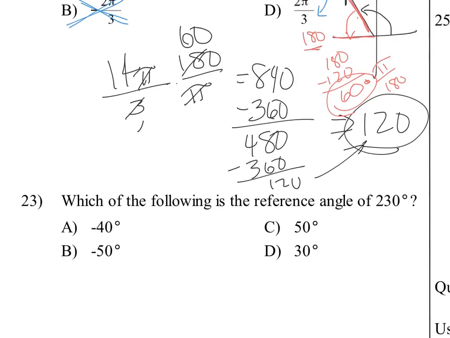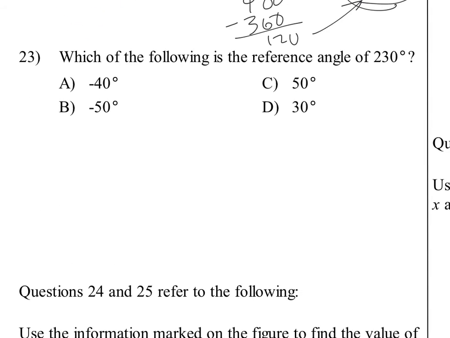All right, next, 23, reference angle of 230. Again, same basic process. I know these two can't be it because it has to be a positive acute angle, so it can't be negative. These two are gone. So it can only be 50 or 30. So we look at 230. When I actually sketch 230, it looks something like this.